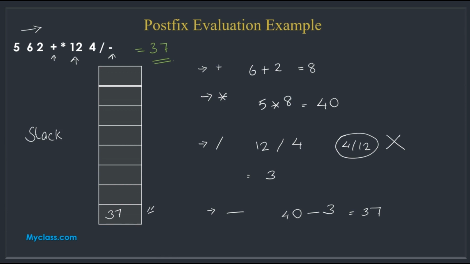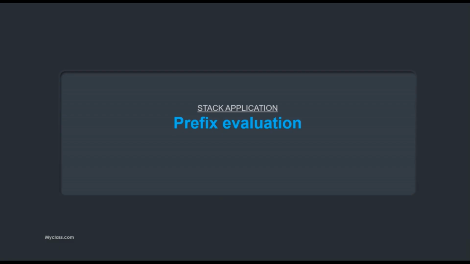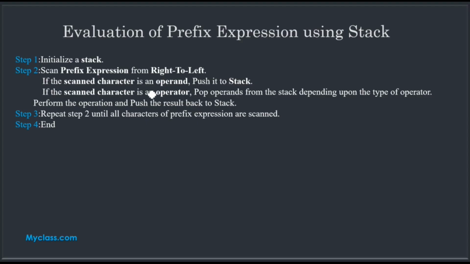We are doing postfix evaluation with the help of the stack data structure. Next, prefix evaluation. The algorithm contains 4 steps. First step is initialize a stack. We are using a stack data structure for evaluating the prefix expression. Scan the prefix expression from right to left. That is very important. When we want to evaluate a postfix expression, we are scanning from left to right.